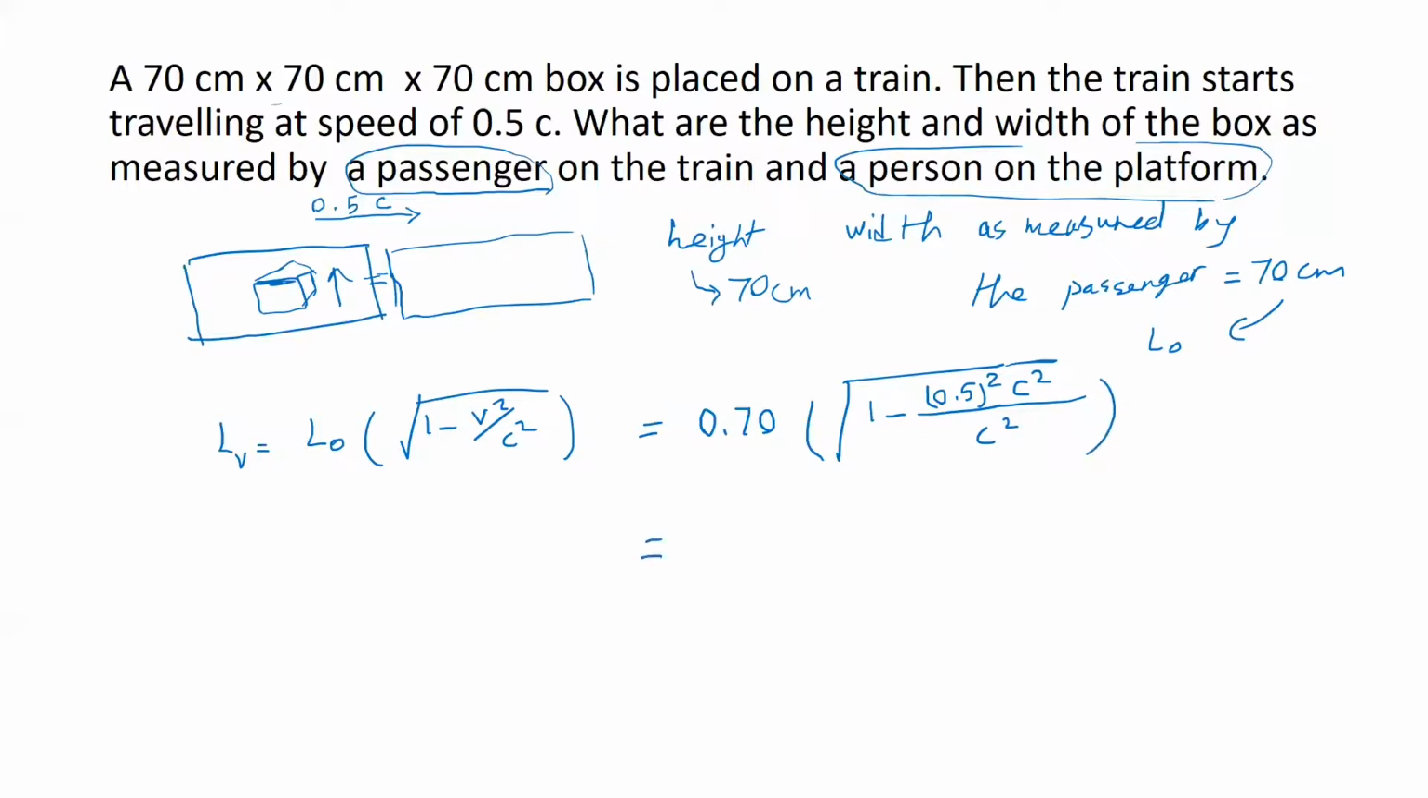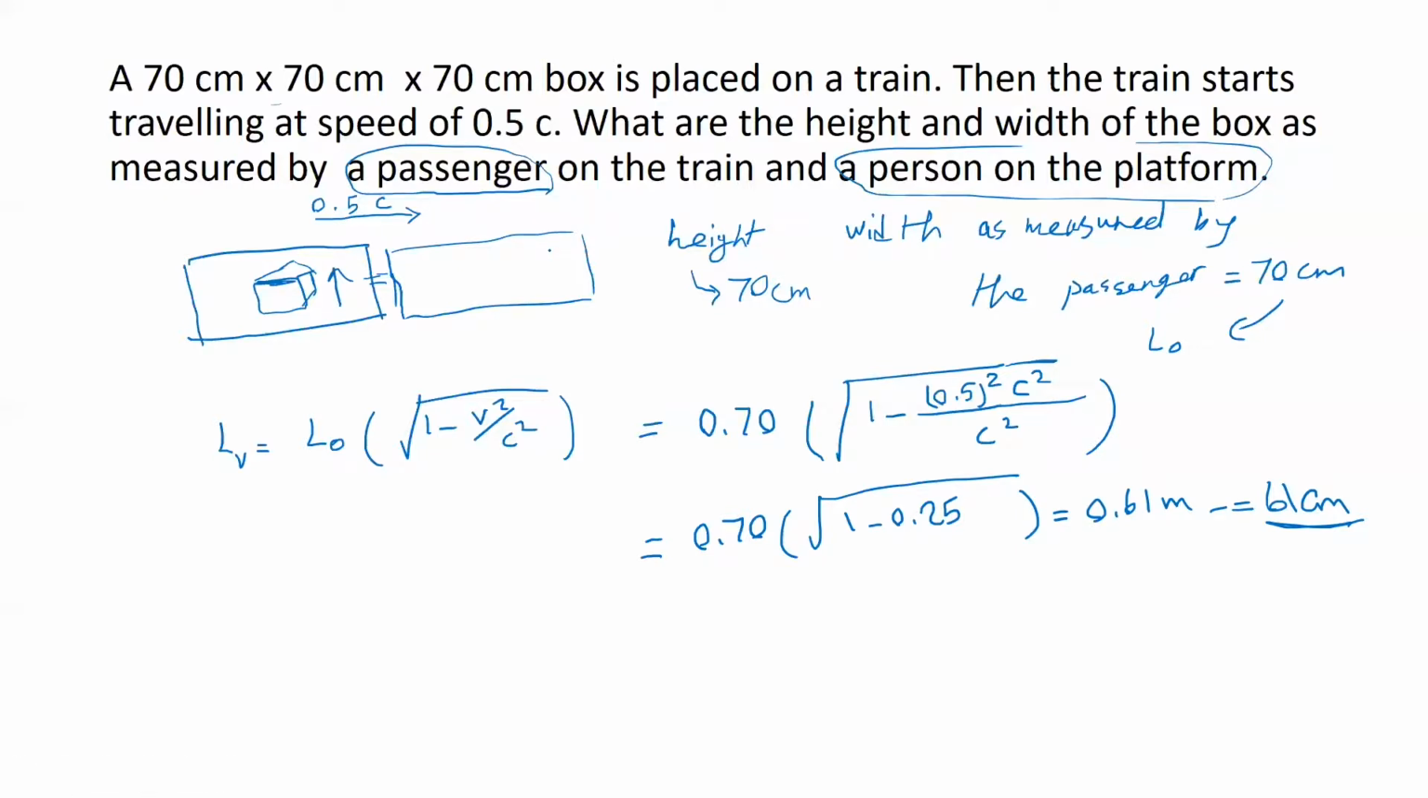So as a result, it is equal to 0.7 times the square root of 1 minus 0.25, and if you put it in your calculator, it is equal to 0.61 meter, or we can say simply 61 centimeters. So as you see, the width as seen by the person on the platform is shorter than the width as seen by the passenger on the train.